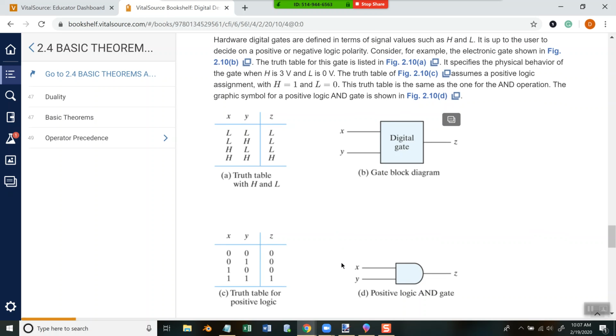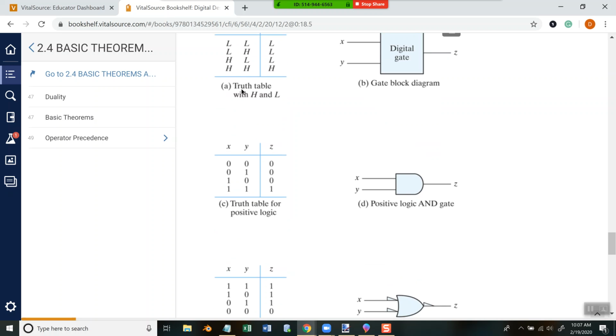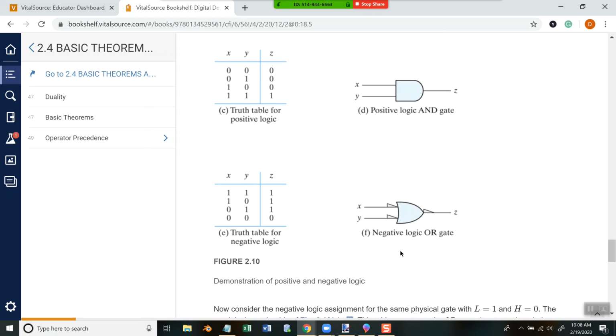Now, on the other hand, if you go with the negative logic, then see how this becomes 1, 1? That's because the L's are 1s. So you got 1, 1 there, and then you go down through there. Notice how the negative logic is specified with that symbol. So if you see that symbol, that's referring to your negative logic. That's still an OR gate. It's just negative logic.